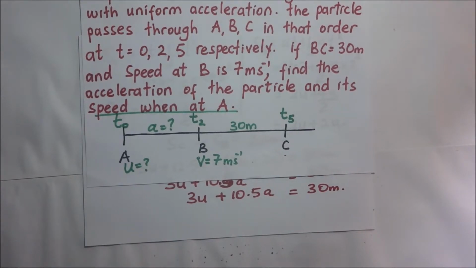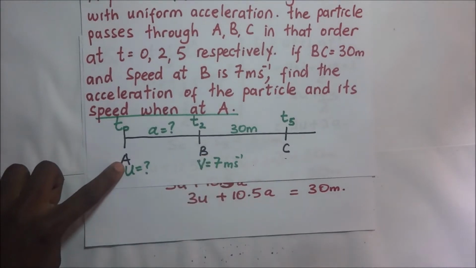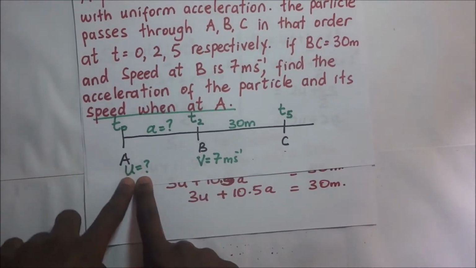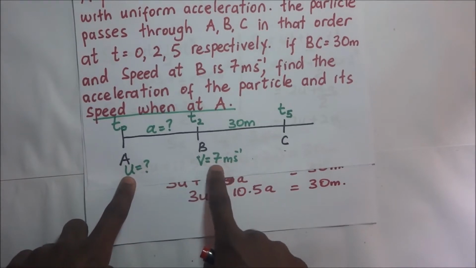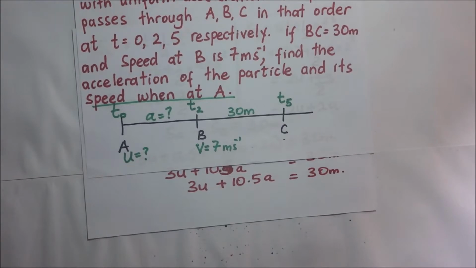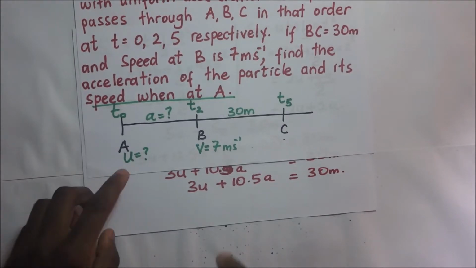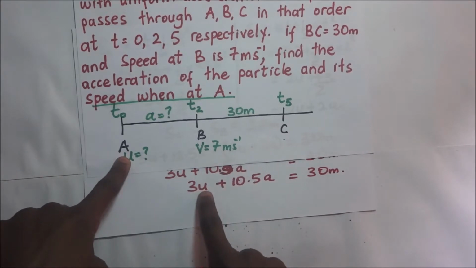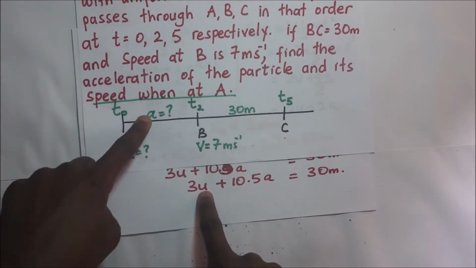equation is that we have this distance AB, and in this distance AB the initial velocity is not given, and then we have the final velocity here, 7. So if we use the first equation of motion, v is equal to u plus at, we know that our final velocity is 7, our initial velocity is not known, which we are supposed to be getting, and also our acceleration is not known, we are also supposed to be getting it.